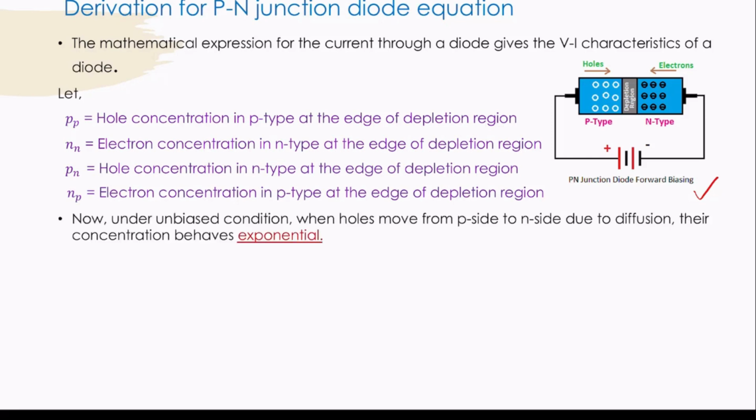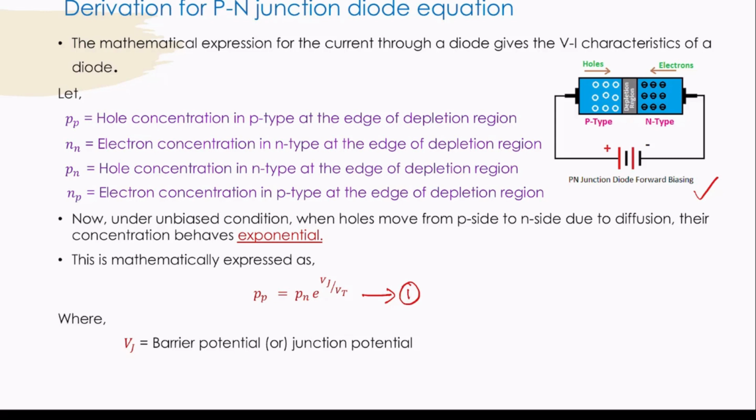Now under unbiased condition, when holes move from P side to the N side due to diffusion, their concentration behaves exponentially, and this is mathematically expressed as Pp is equal to Pn into e to the power of Vj by Vt. Let it be equation 1, where Vj represents the barrier potential or the junction potential, and Vt represents the threshold voltage. This is the voltage which changes with respect to temperature.